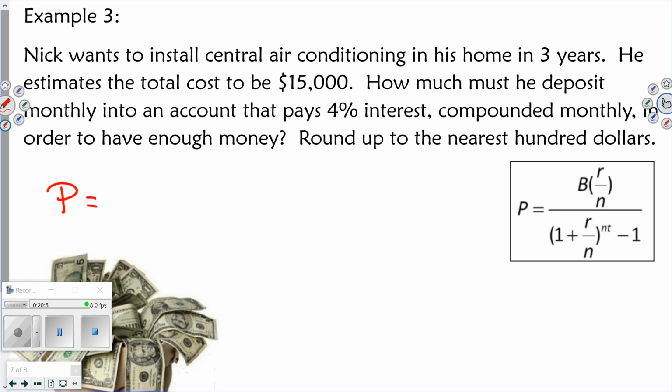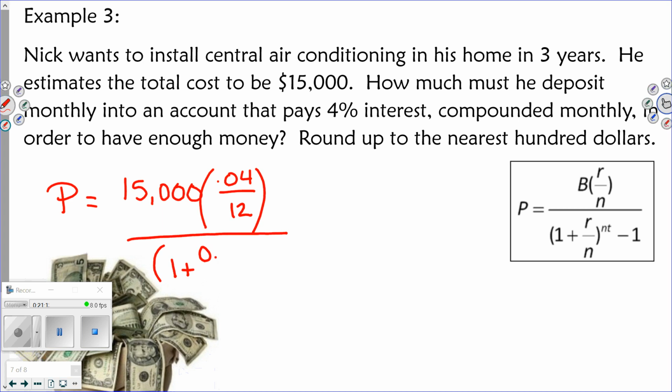All right, so P equals. My balance I want is 15,000. The rate, 4%. Compounded monthly, so how often is that? Be 12. Over 1 plus 0.04 over 12. 12 times how many years? 3 years, minus 1. I haven't typed it in yet. I was writing it. Give me a minute.